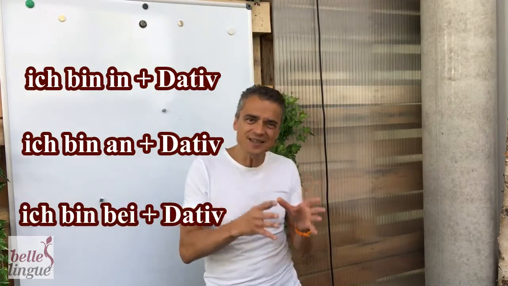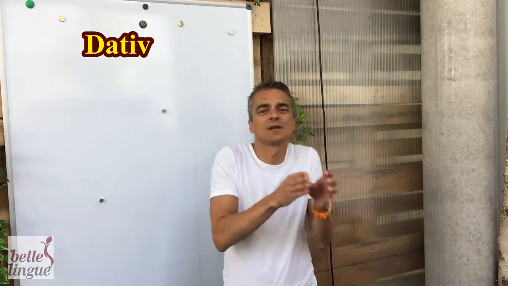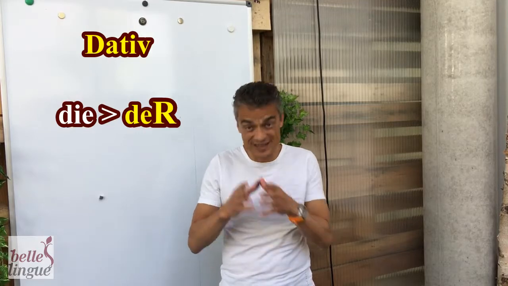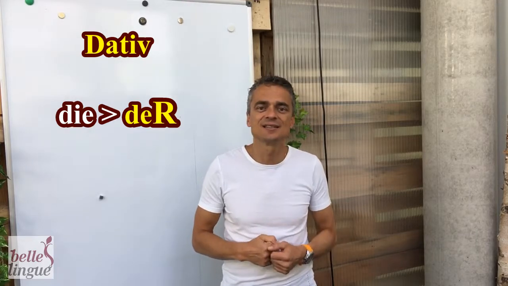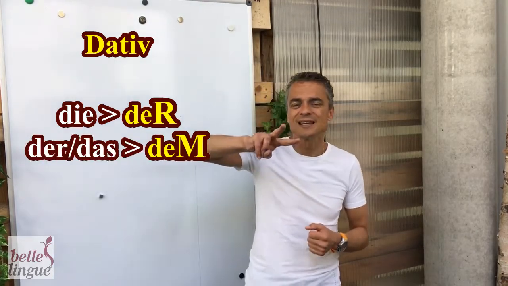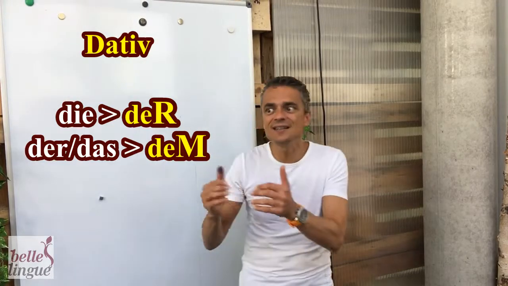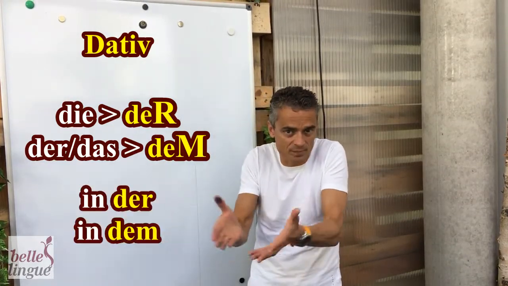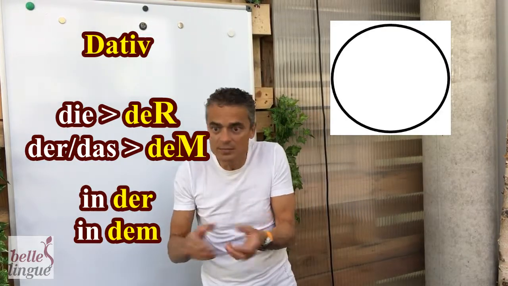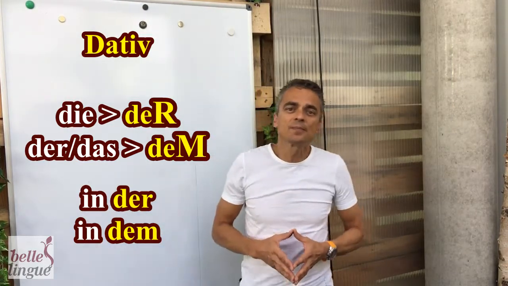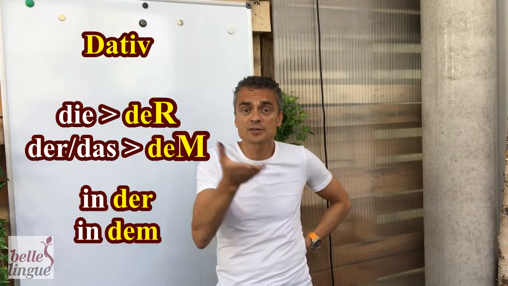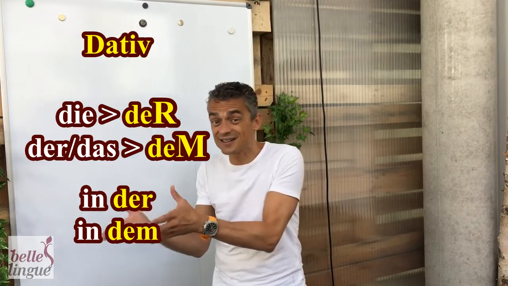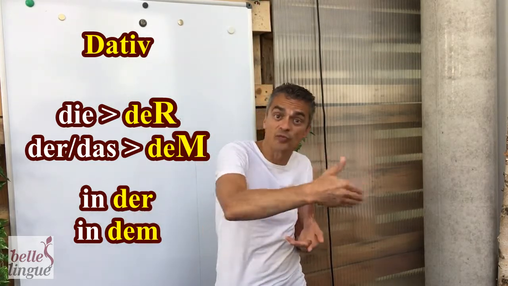So the article die for female words becomes der for female words, and Dativ, that's important. And the Dativ of der and das is dem. So you only have 2 possibilities, in der, in dem, if you are in a closed place. If it's female, in der. And now one tip, you just have to know in Dativ if it's female or not, because you only have the female Dativ, der, and then the other one, dem, for both, for male and neutral words.